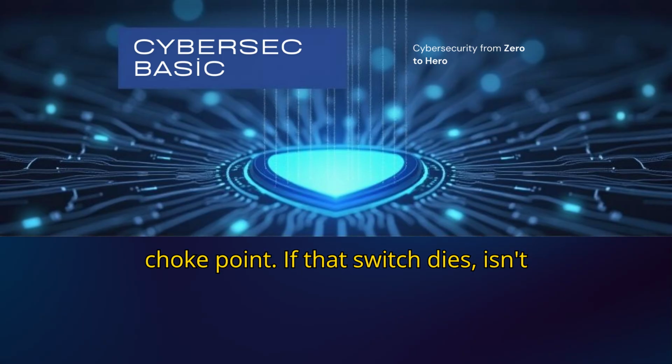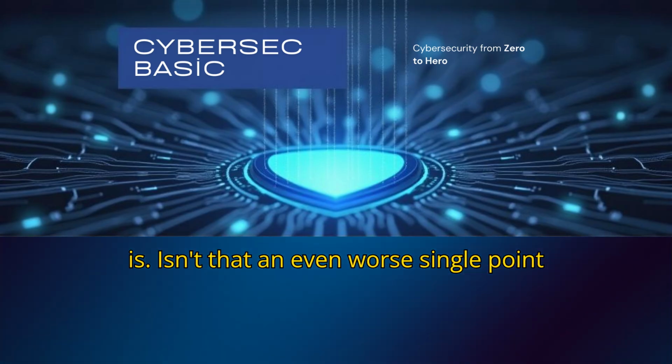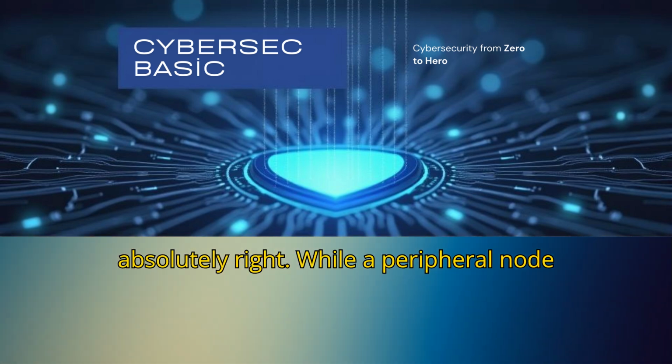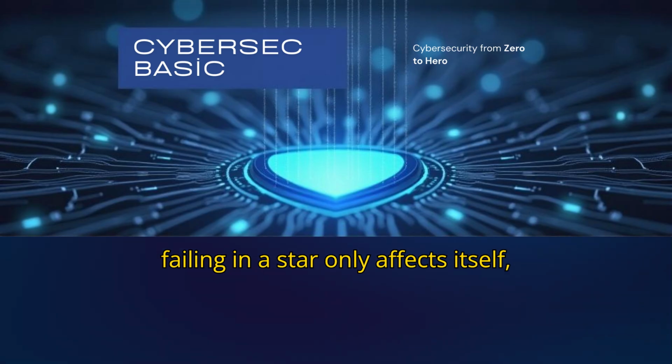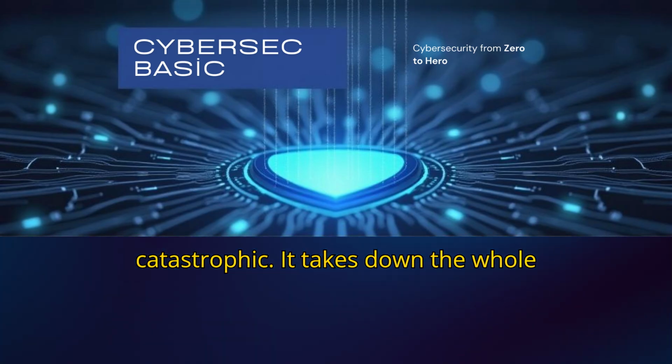If that switch dies, isn't the entire network immediately dead? It is. Isn't that an even worse single point of failure risk? It's a critical trade-off. You're absolutely right. While a peripheral node failing in a star only affects itself, the failure of that central switch is catastrophic. It takes down the whole segment.